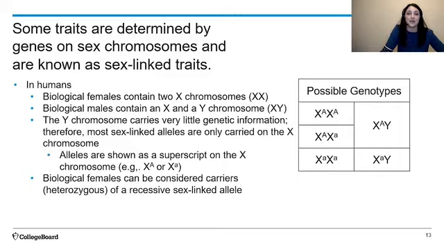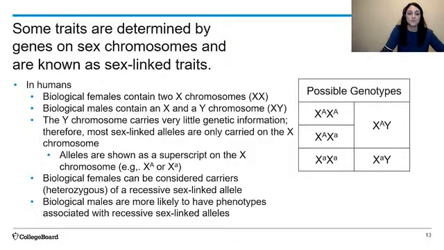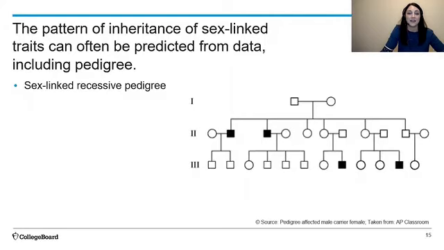There's no way for a biological male to be heterozygous or a carrier because biological males only have 1 X chromosome. Biological males are more likely to have phenotypes associated with recessive sex-linked alleles for this reason, because biological males only have to inherit 1 copy of the recessive allele in order for it to show up in their phenotype. So let's look at an example.